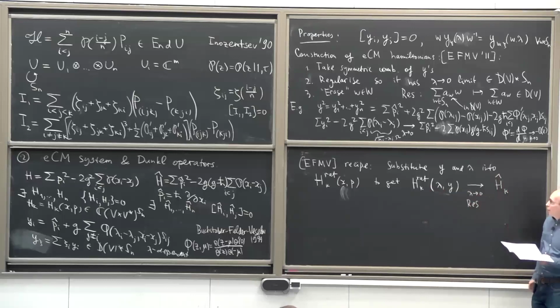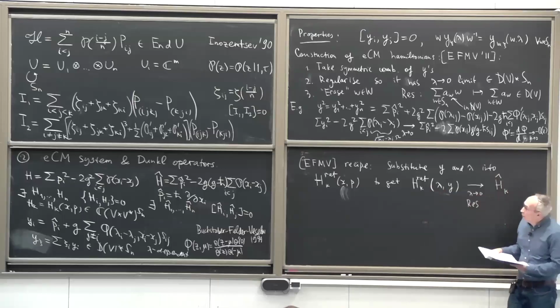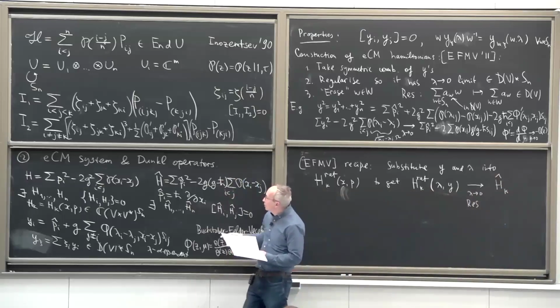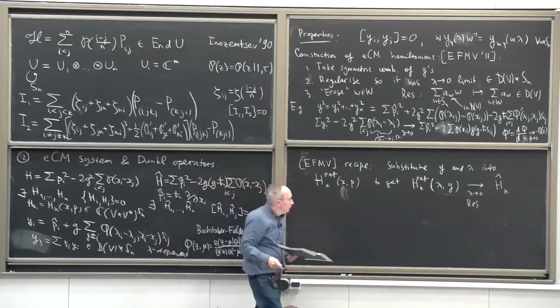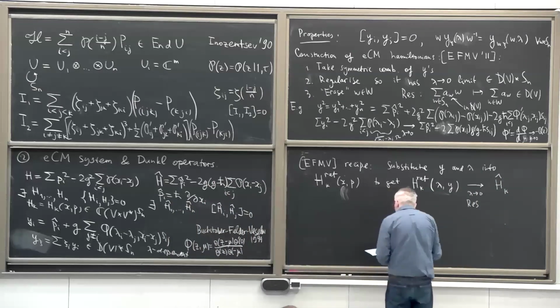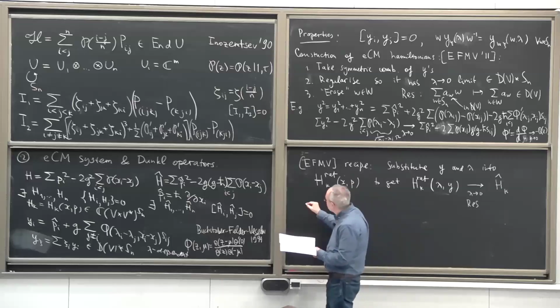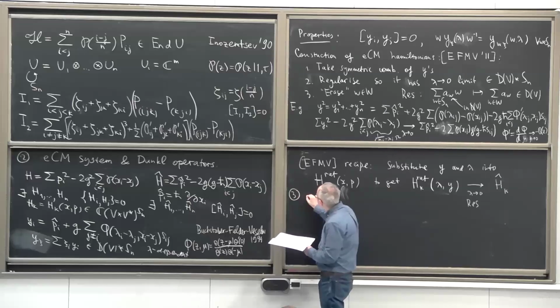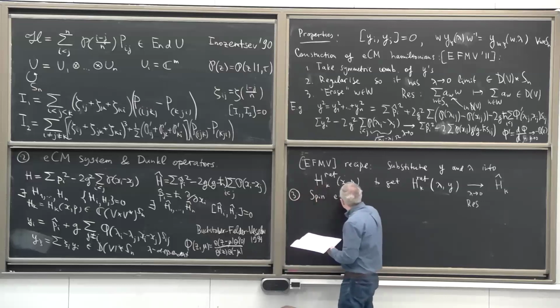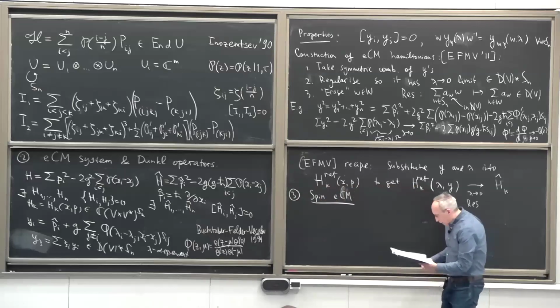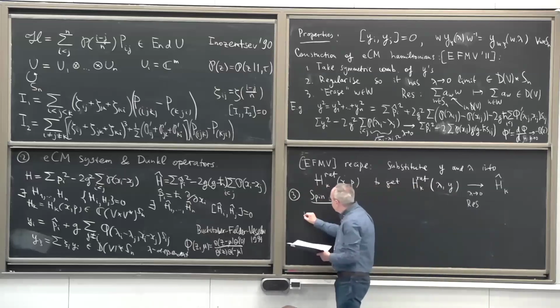Right. So now we need to get closer to the Inozemtsev spin chain. You need also spins. So this is just an elliptic Calogero-Moser system without spins. So we need to introduce a spin version of that. That's the spin elliptic Chalykh system.